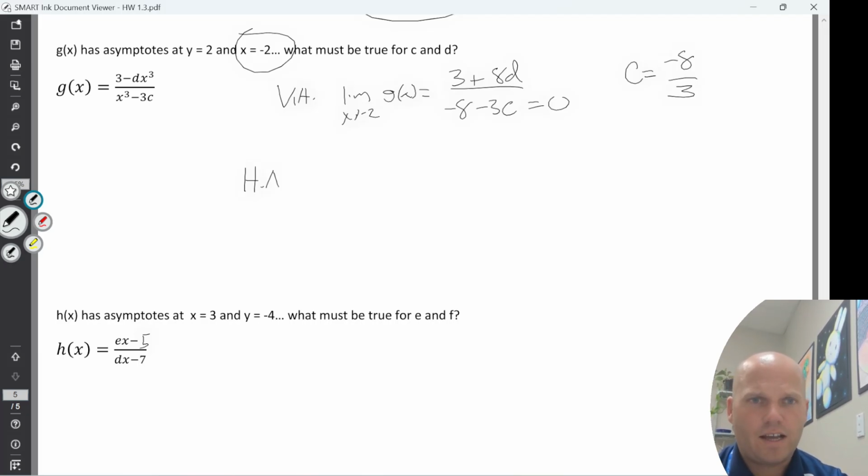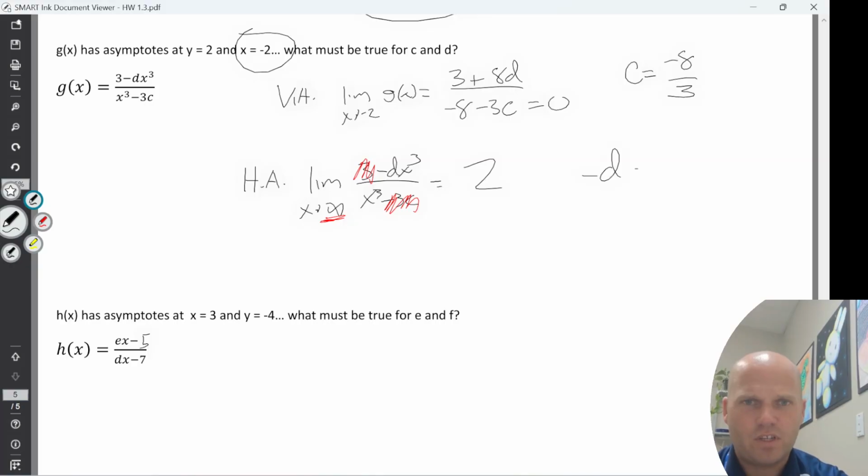Then the horizontal asymptote, which is at y equals 2, means if I plug in infinity into my function, I should get a result of positive 2. When you're plugging in infinity, it's all about fast growth. You can ignore the rest. You see you have a same over a same, so that growth would cancel, and you end up with negative d has to equal 2, d equals 2.